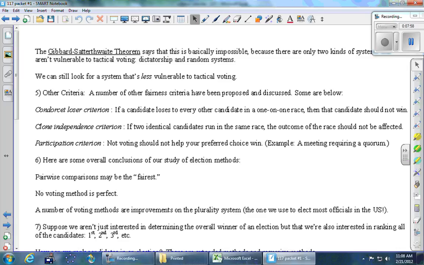Johannes? Okay. All right. So we can't get rid of tactical voting, but we can try to reduce it.